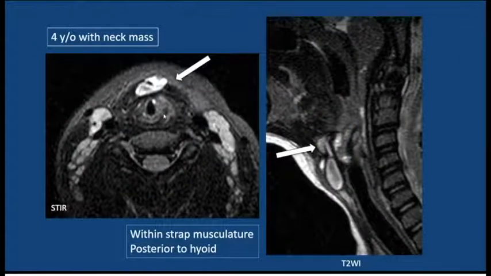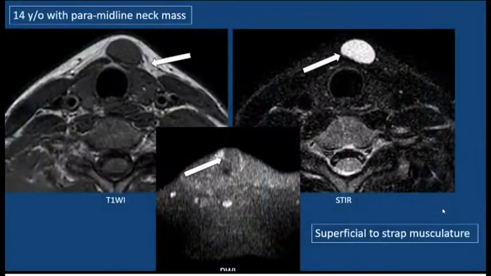This is a 4-year-old with a neck mass. Again, this is a fairly well-defined unilocular mass within the strap musculature, just superior to the level of the thyroid gland. But the sagittal T2 weighted images show us nicely that this lesion extends posterior to the hyoid bone, and this was pathologically confirmed to represent a thyroglossal duct cyst.